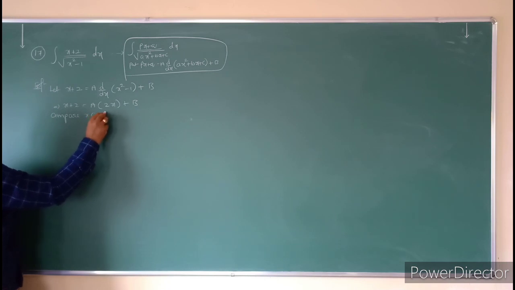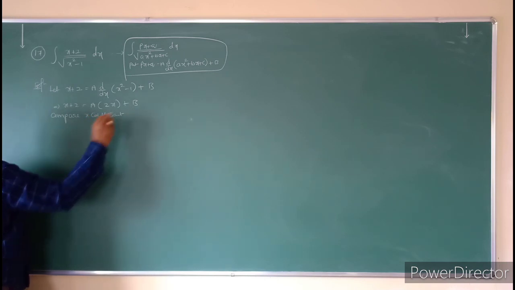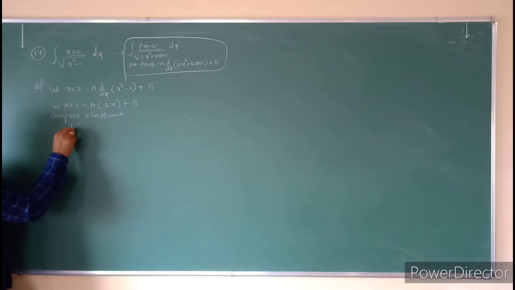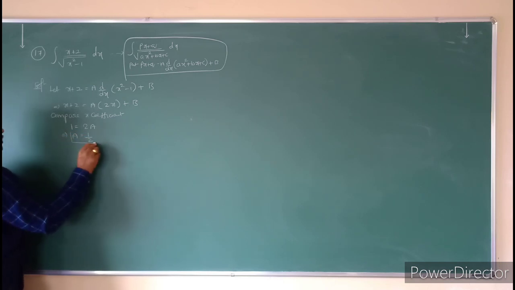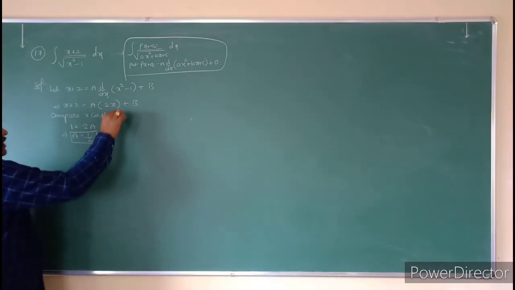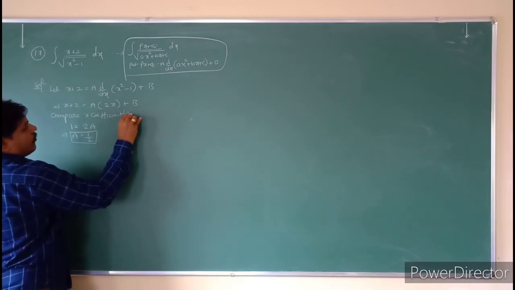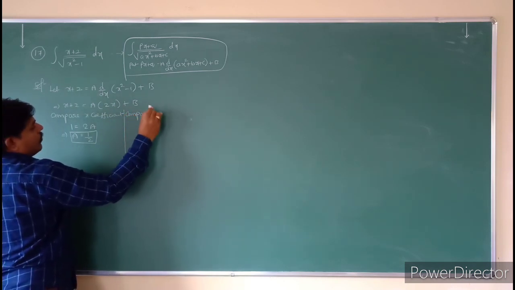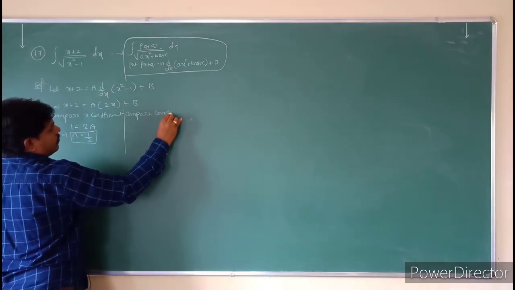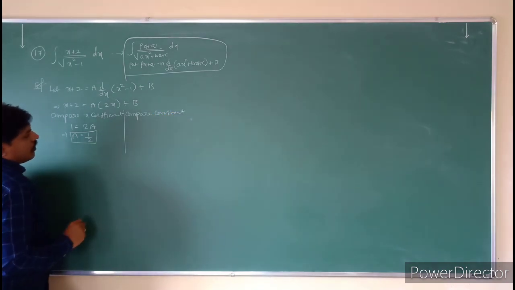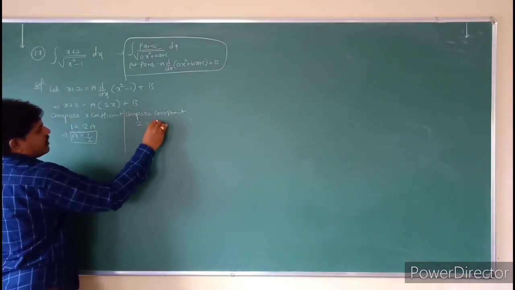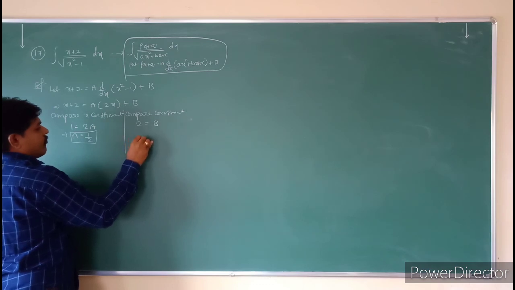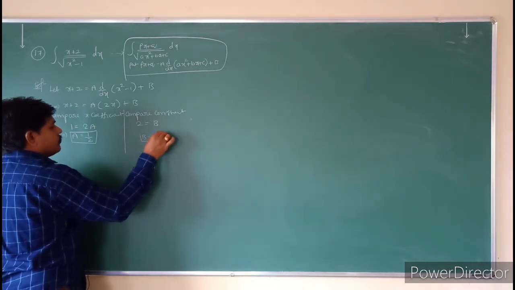So first what we will do is compare the x coefficient. Then 1 is equal to the x coefficient, which is 2a. So that implies a is equal to 1 by 2. Next we compare constants. The constant on the left is 2. What is the constant on the RHS? It is b. Therefore b is equal to 2.